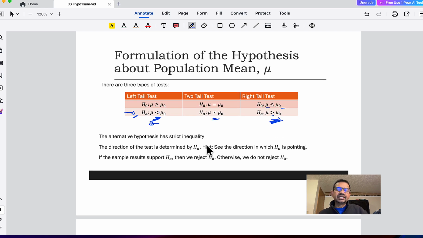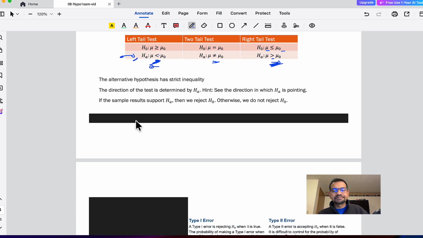If we find the evidence supporting the alternative, we reject the null. Otherwise, we do not reject the null. And again, we'll develop these ideas of how you find evidence, what you mean by rejecting or not rejecting the null, and at what level.